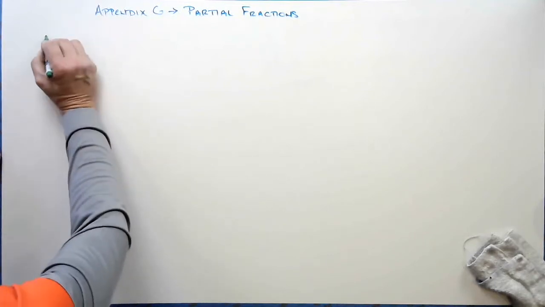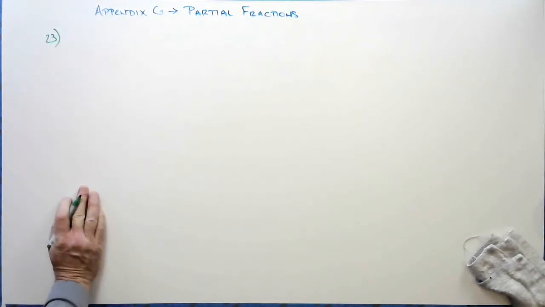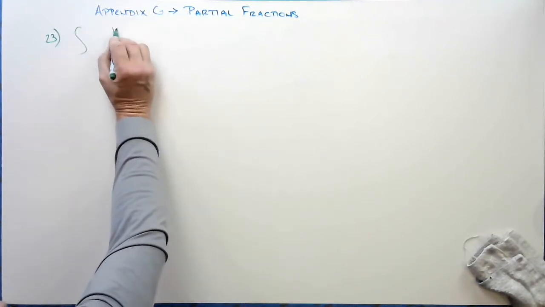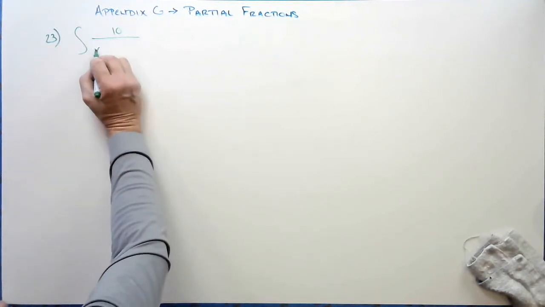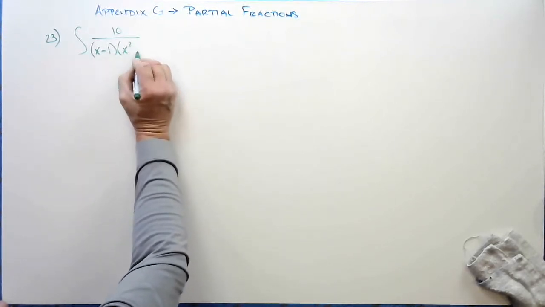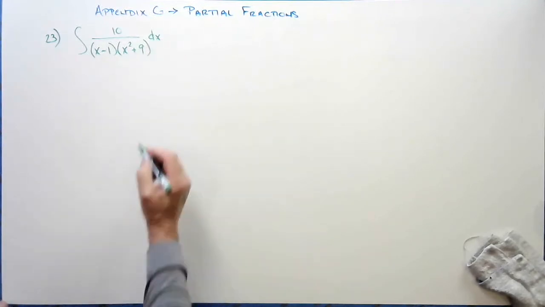All right, for my next example, we'll look at problem 23. Problem 23 says we want to integrate 10 divided by x minus 1 times x squared plus 9 dx.